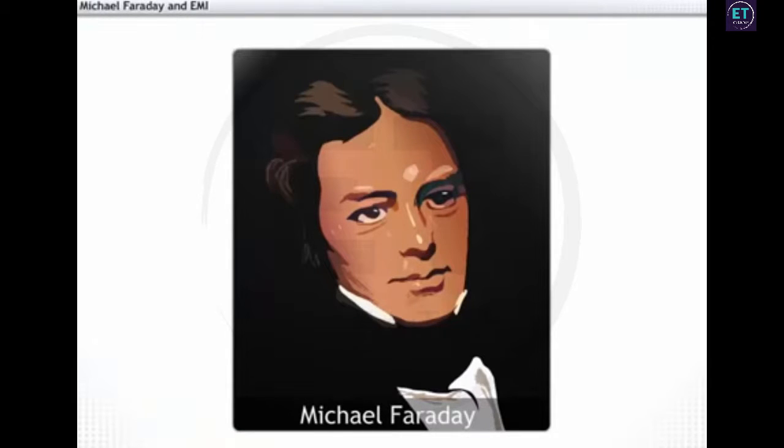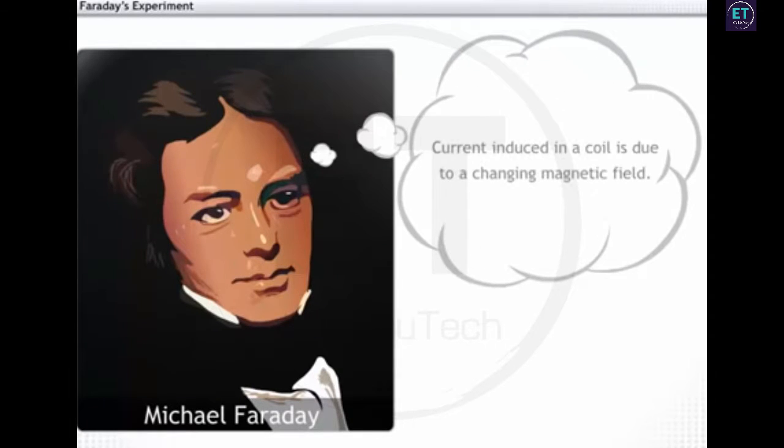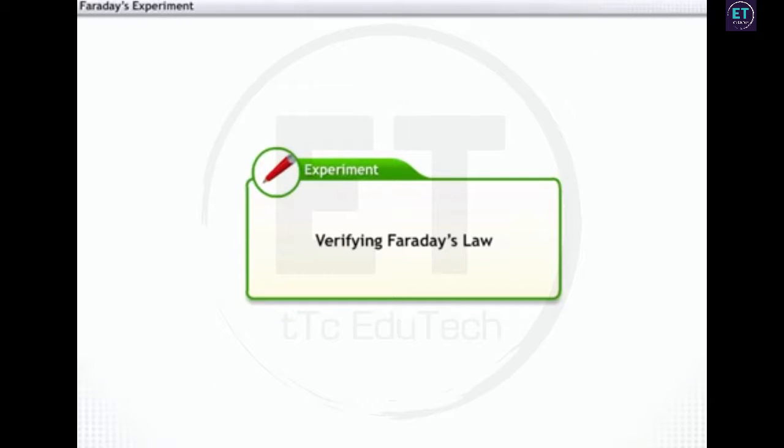The phenomenon of electromagnetic induction was first studied by Michael Faraday. Michael Faraday hypothesized that current induced in a coil is due to a changing magnetic field. To test this hypothesis, he conducted an experiment. You can observe this experiment to verify Faraday's law.